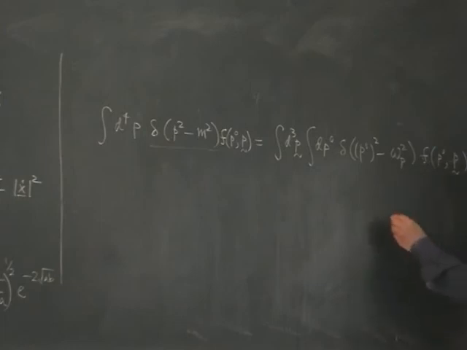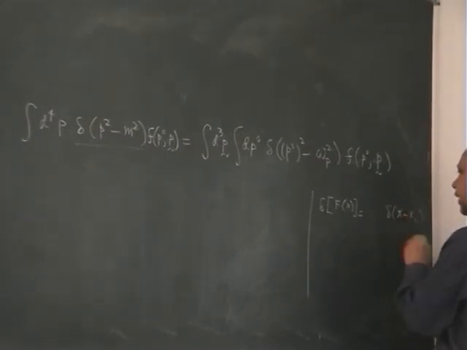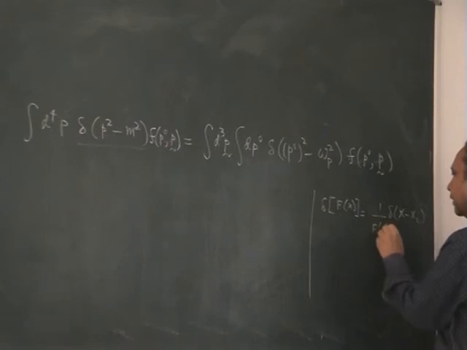There is a rule which says that the Dirac delta function of some function of x can be thought of as the Dirac delta function of the roots where f of x vanishes, which I will call x sub i, times 1 upon the modulus of f prime evaluated at that x sub i, summed over all roots.